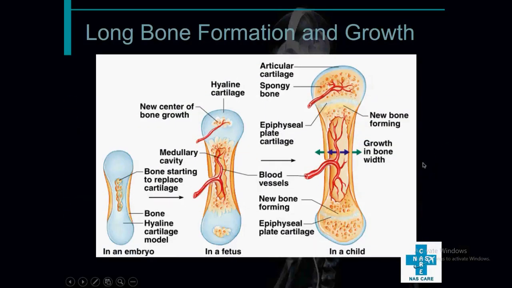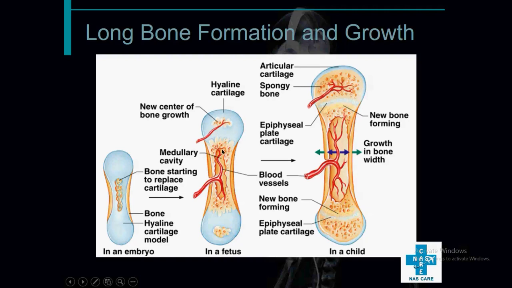Here we saw the formation and growth of a long bone. In an embryo, we have bone starting to replace the cartilage. Here we saw a little bone and the hyaline cartilage model. This is in an embryo. In a fetus, we saw the new center of bone growth.